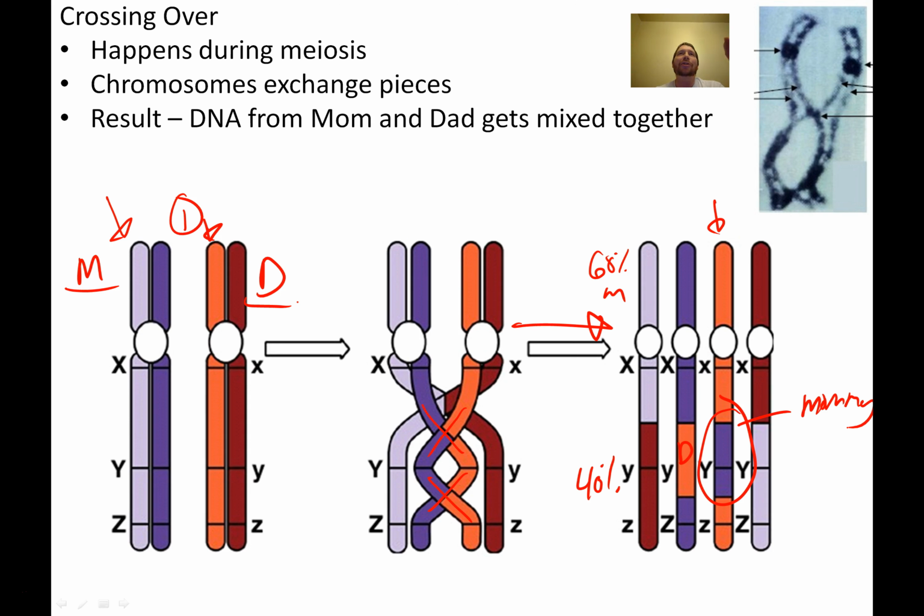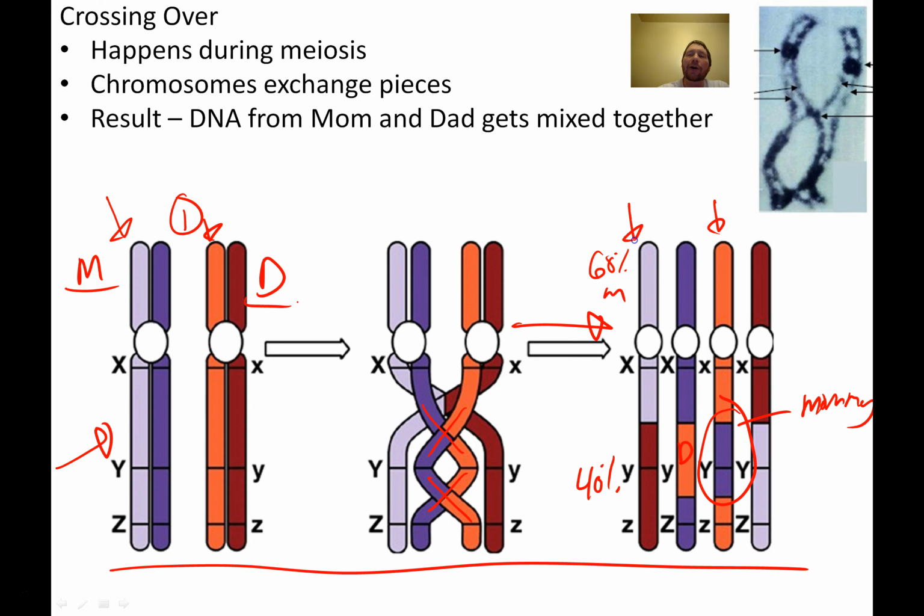Before you pass it on to your kids, you take that deck of cards from mom and that deck of cards from dad and you shuffle it up, and then you pass it on. And so your kids are going to get a mixture of blue and red cards, just like when you pass your chromosomes on. Your chromosomes are not the way you got them from your parents. You shuffled them up. And so now this copy of chromosome 1 that you got from mommy has now got pieces of DNA from mommy and from daddy.